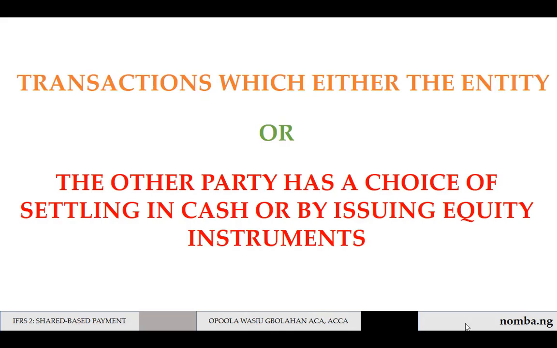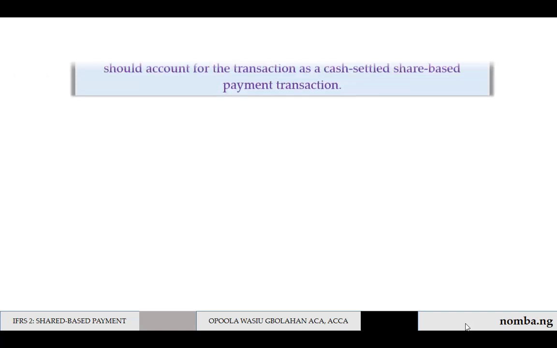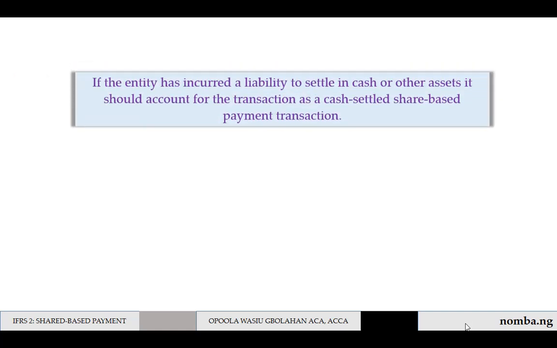Hello guys, now let's look at a transaction in which either the entity or the other party has a choice of settling in cash or by issuing equity instruments. All you need to note here, and let's not complicate it at all, is that if the entity has incurred a liability, that is, it has to settle in cash or other assets, then it should account for the transaction as a cash-settled share-based payment transaction.